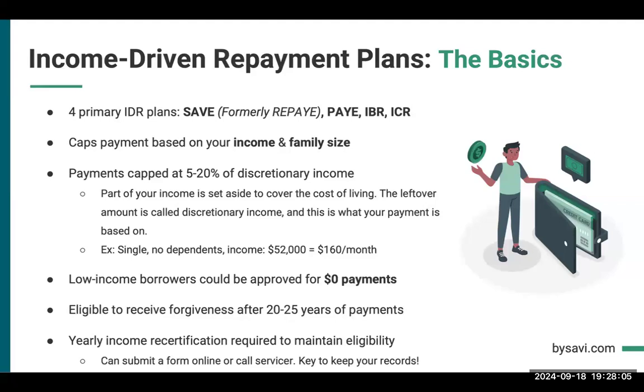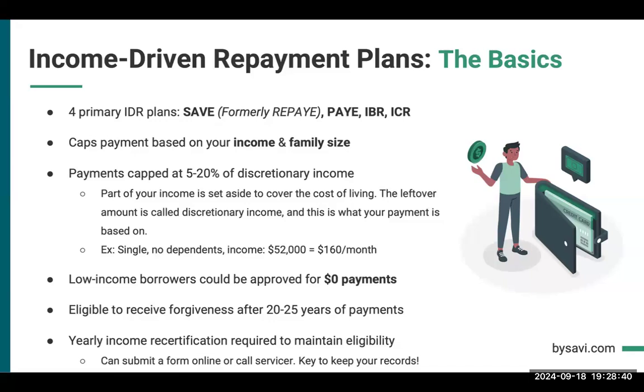There's the PAYE plan, which stands for Pay As You Earn, IBR, which stands for income-based repayment, and ICR, which stands for income-contingent repayment. Now, we're not going to go into the weeds on the differences between these plans tonight. The great thing about the SAVE tool that I'm going to show you is it's going to be able to identify for you which plans are going to be best. A lot of it comes down to some technicalities like loan type, disbursement date, things like that, right? But I think it's just helpful to understand conceptually that there are four different types of these income-driven repayment plans.